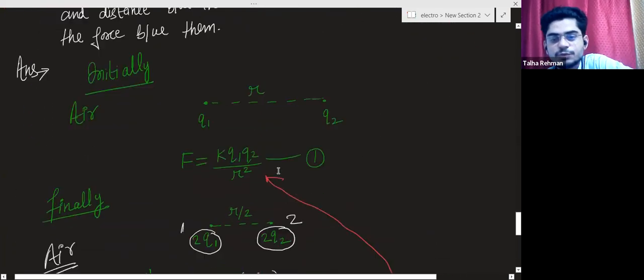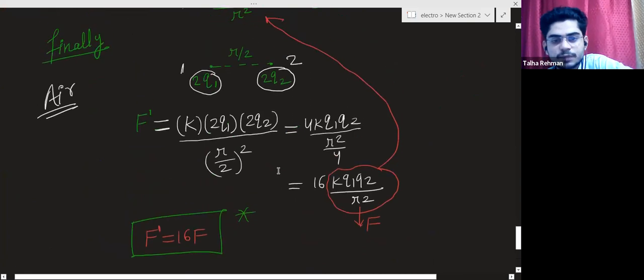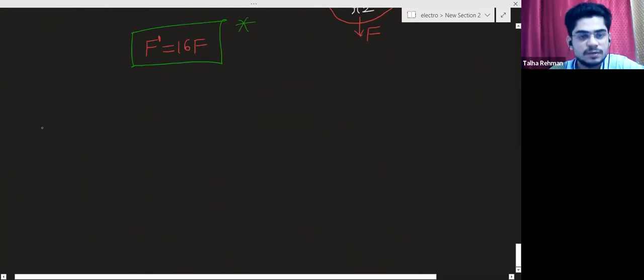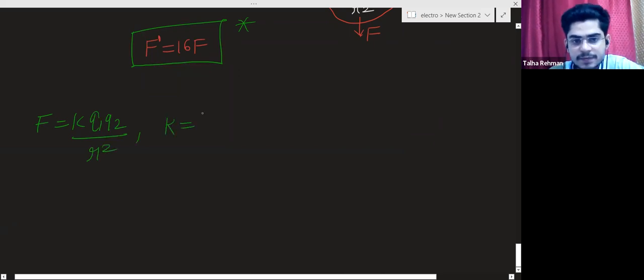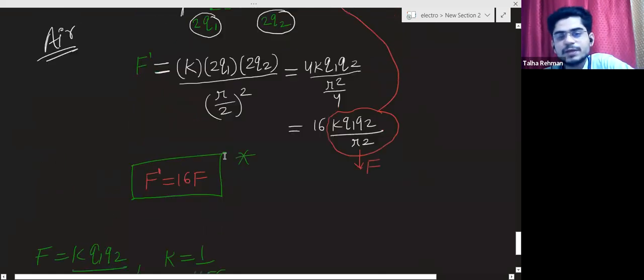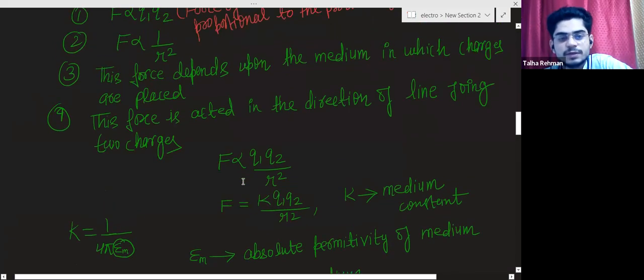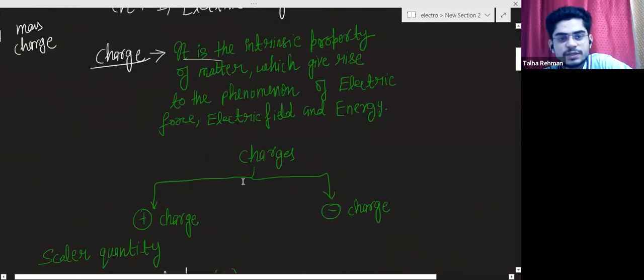I will suggest you to remember this formula: F is equal to K Q1 Q2 by R square, and K is equal to 1 upon 4 pi epsilon naught. And if you do not learn the other formula, then it's okay. This is not necessary.